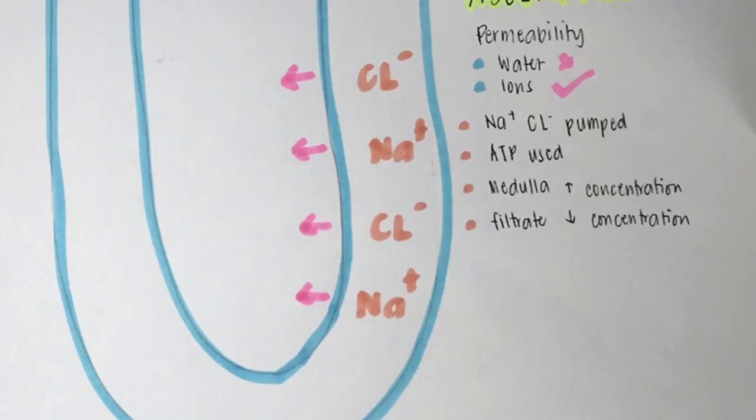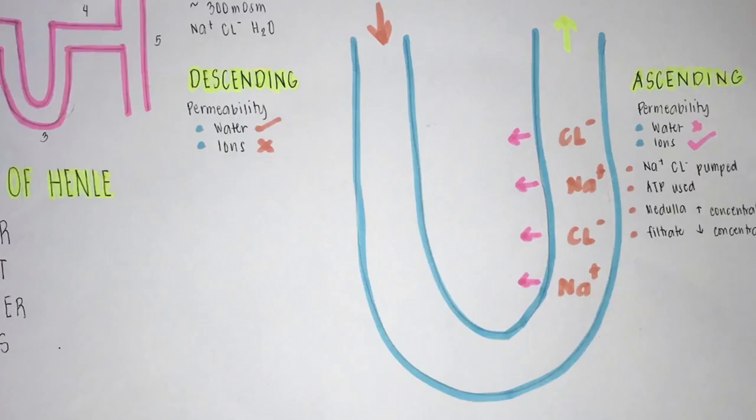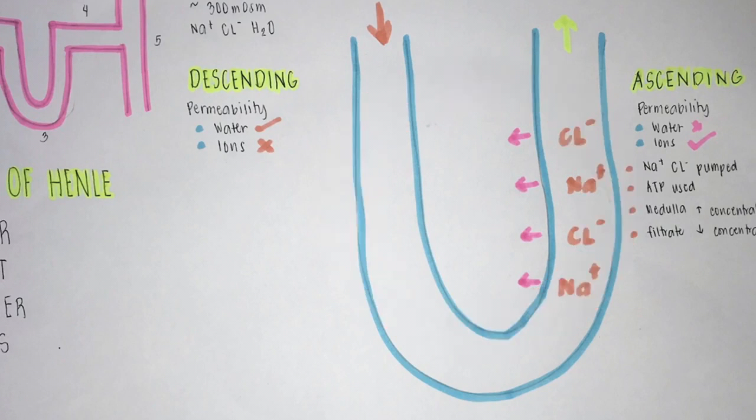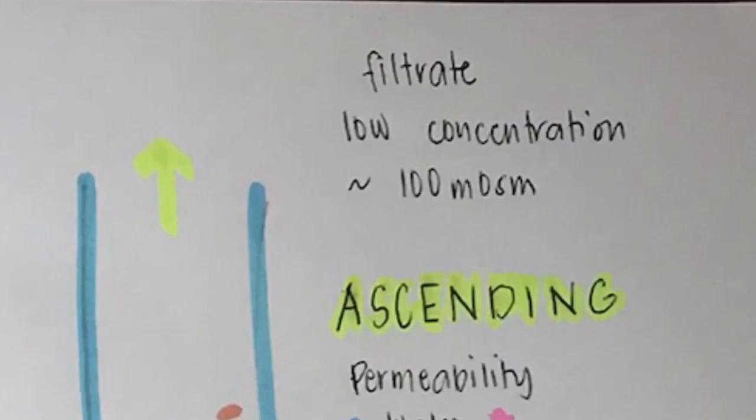So we've got some sodium ions and chloride ions, and they are being pumped across the membrane here into the medulla. So this means this medulla section becomes more concentrated as these ions move out, and the filtrate, as it's coming further and further up this ascending limb, becomes less and less concentrated. So here, the filtrate is very low concentration, and it is about 100 milliosmoles.